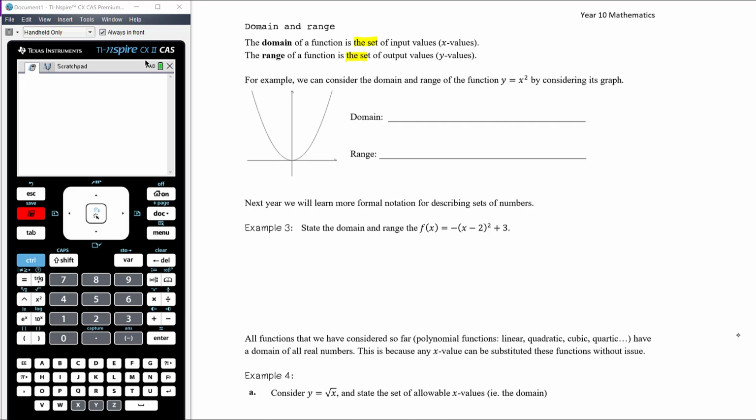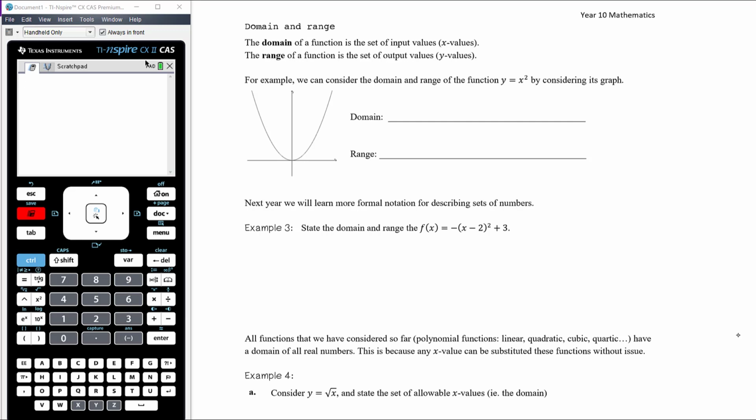So, for example, we can consider the domain and the range of the function y equals x squared by considering its graph. As I said, the domain is the set of x values. So what x values does this graph exist for? Or the better question is, are there any x values where this graph doesn't exist? You can also think about this algebraically. Would there be any numbers that I could substitute into this that it wouldn't be possible to square? And there isn't.